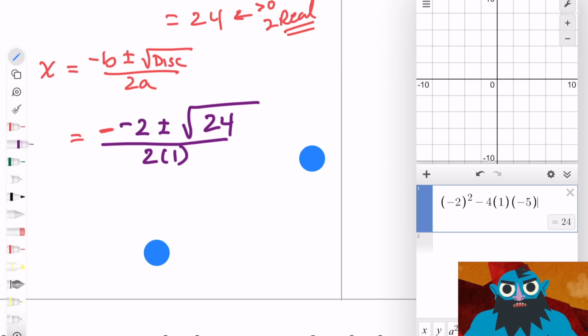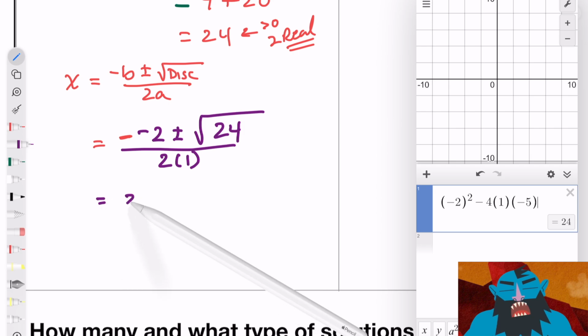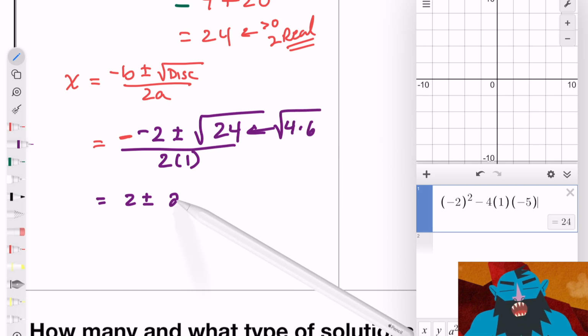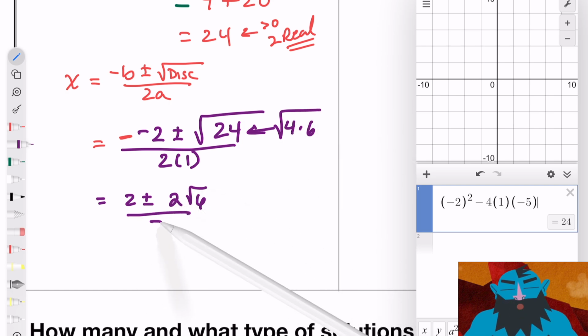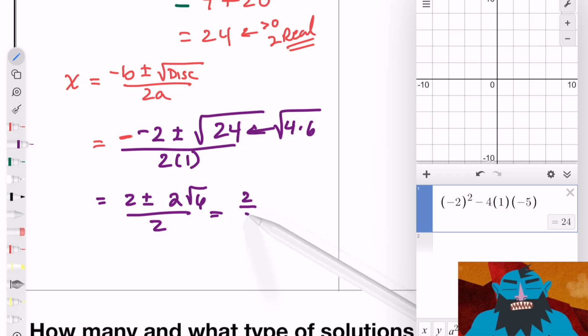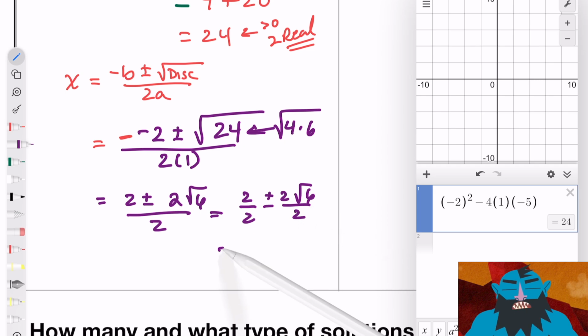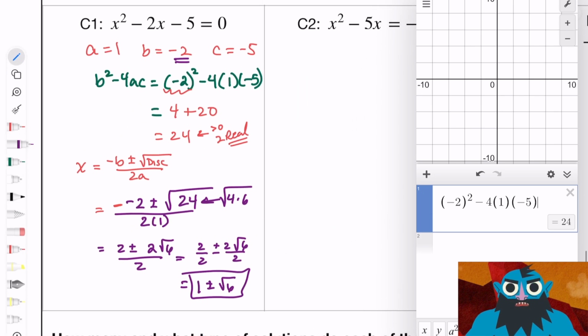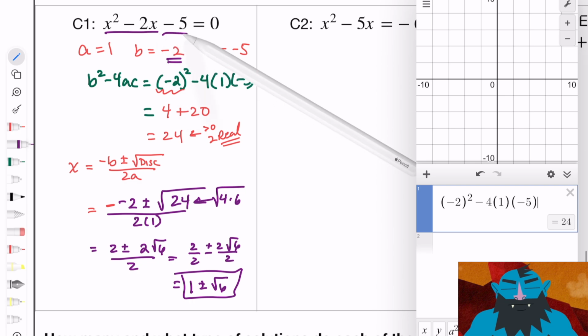So let's speed up our simplifying here. That's 2 plus or minus. Alright, 24 is a 4 times 6, so I'm square rooting the 4, leaving the 6. And I'm going to separate them, but I can see what's going to happen. 2 over 2 is going to give me a 1, and 2 root 6 over 2. And so I just get a 1 plus or minus a root 6. And there we go. There's my 2 answers that make this equation up here true.